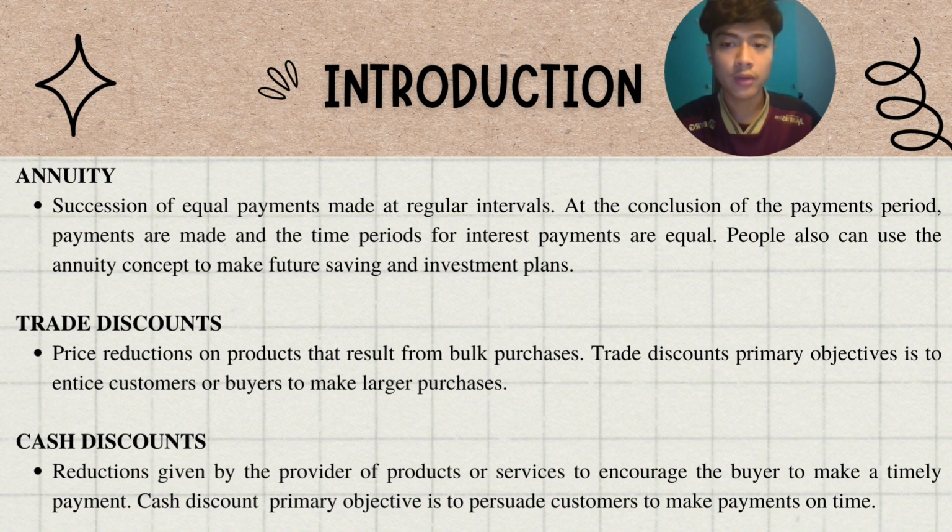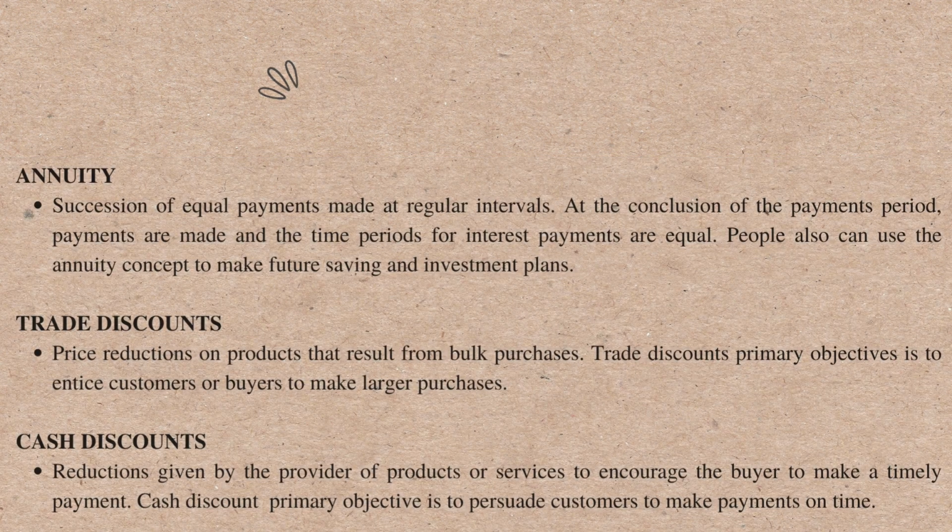For trade discounts, price reductions on products result from bulk purchases. Trade discounts' primary objective is to entice customers or buyers to make larger purchases. And lastly, cash discounts are reductions given by the provider of products or services to encourage the buyer to make a timely payment. Cash discount's primary objective is to persuade customers to make payments on time.